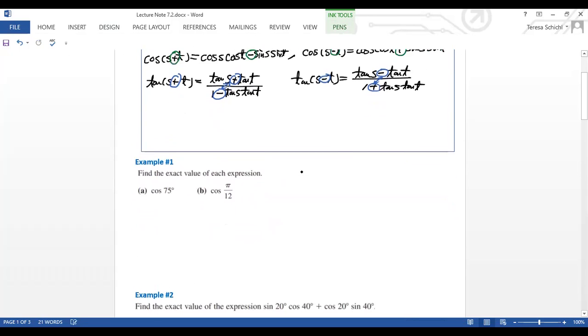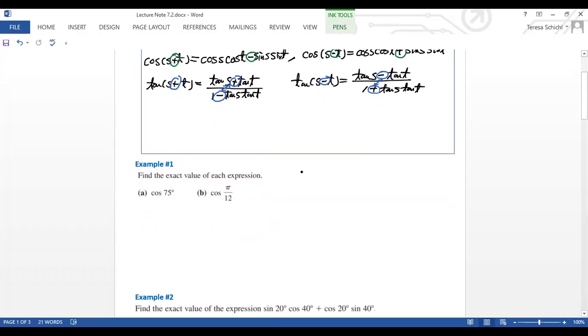Let's take a look at where we can use it. For example, the first one is cosine of 75 degrees. In the unit circle, remember we have a few key points.